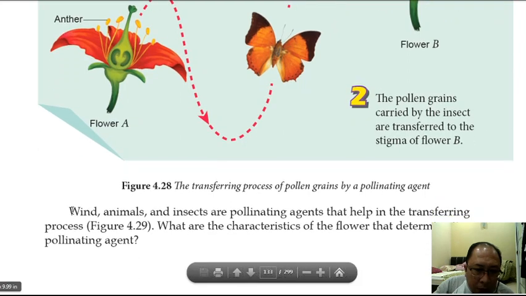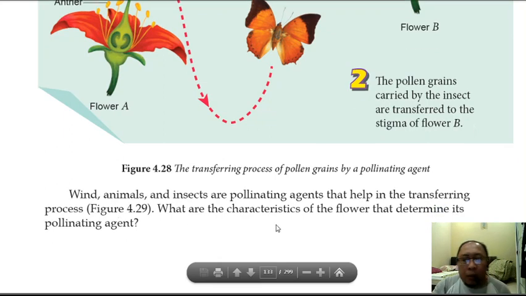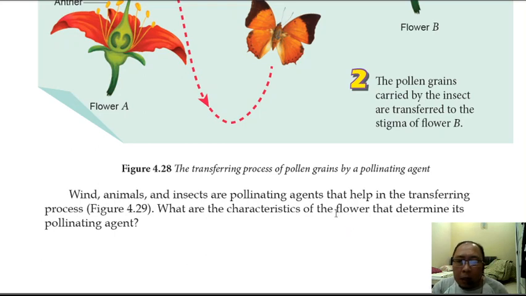So for example, wind, animals, and insects are pollinating agents that help in the transferring process. Okay, now we look at what are the characteristics of the flower that determine its pollinating agent. So the characteristics of a flower, exactly what you have to know, is that every flower has its own characteristic that attracts or is suitable with the pollinating agent.